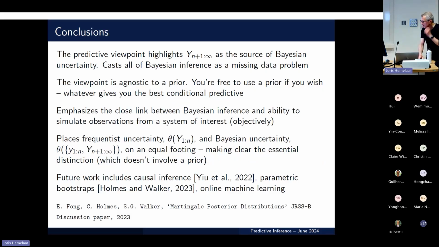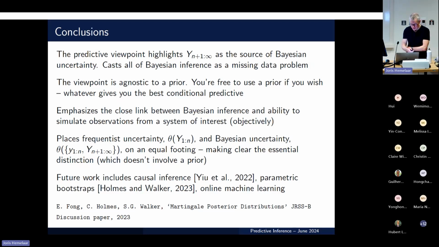Okay, last slide, sorry. What we've done is we've taken a predictive viewpoint of Bayesian uncertainty, which looks at the missing data, and models the missing data as the starting point. This shows that to be Bayesian, you don't need a prior. That's a bit controversial, but what we've seen is you just need a predictive model, which is conditional on the data that you have. It shows that there's a close link between Bayesian inference and the ability to simulate observations.